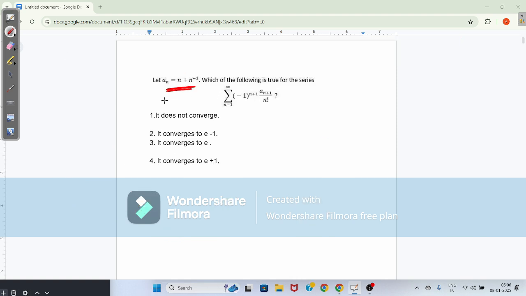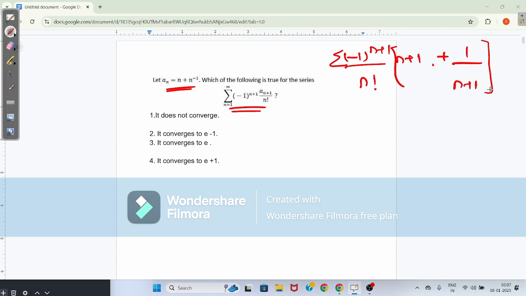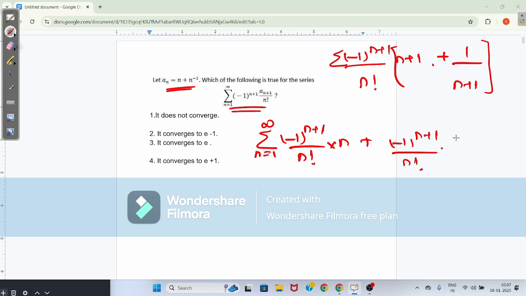Now this is the first question: a n plus n inverse. We have to solve this value. Sigma of (minus 1) whole power n plus 1 by n factorial. In the place of a n plus 1, substitute the value n plus 1. Now substitute this value 1 by n plus 1. When multiplying, sigma n equals 1 to infinity, (minus 1) whole power n plus 1 by n factorial into n, plus (minus 1) whole power n plus 1 by n factorial into 1, plus (minus 1) whole power n plus 1 by n factorial into n plus 1.